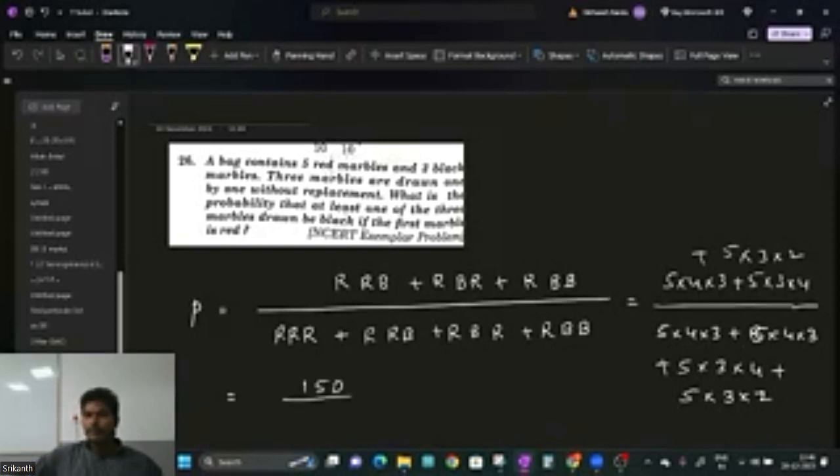Divided by 150 plus one more 5, 4, 3, which is 60, so 210. So the 0 cancels, and the 3 table you can cancel, 5 times, 7 times. So 5 out of 7 is the correct answer for this question.